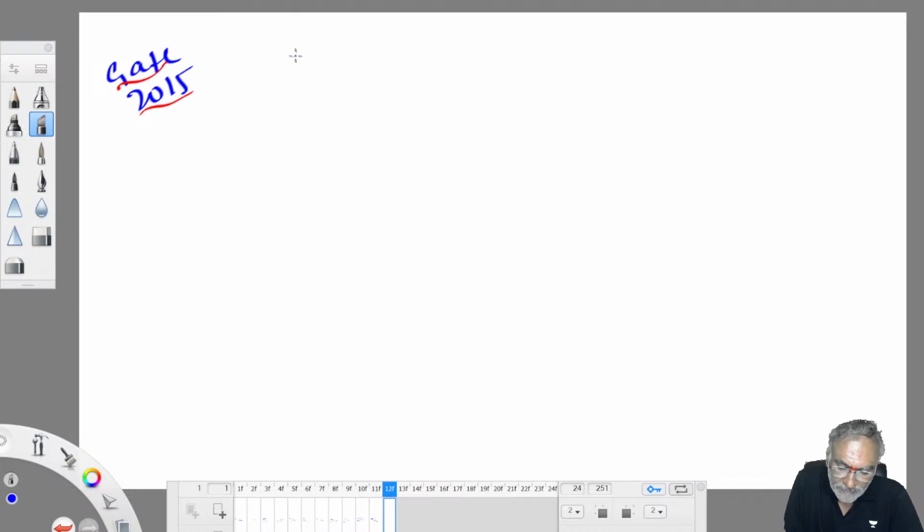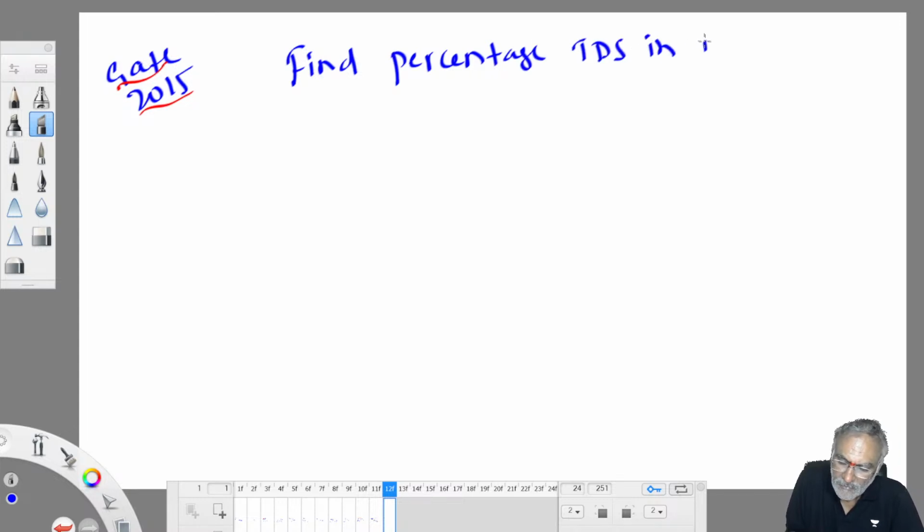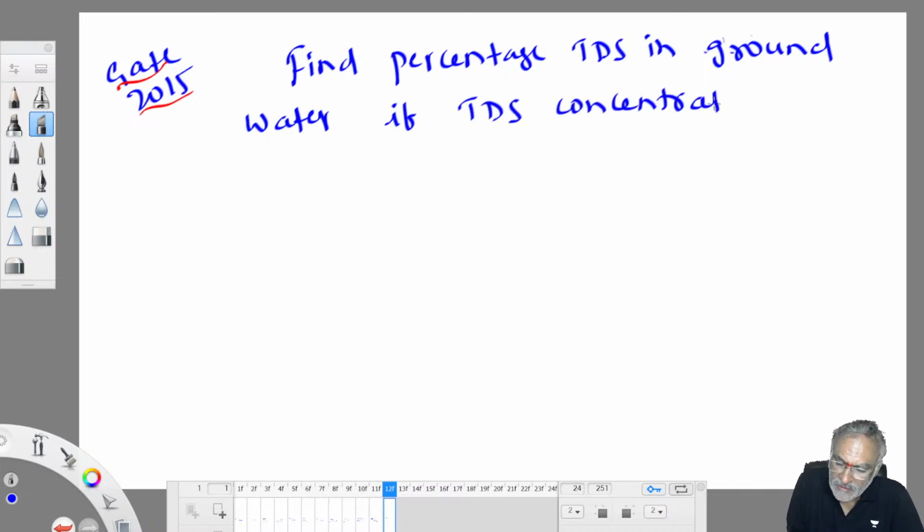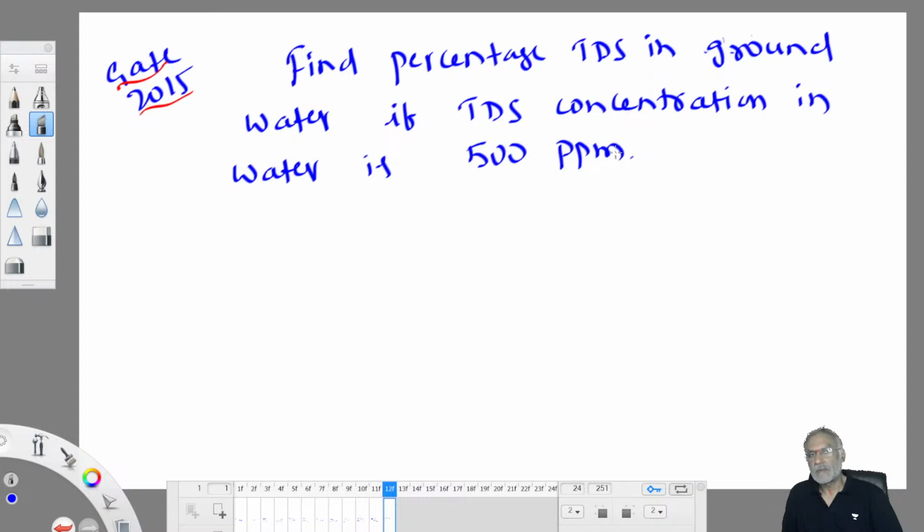Find the percentage TDS in groundwater if the TDS concentration in water is 500 ppm. This question has been asked in the GATE exam, GATE 2015.